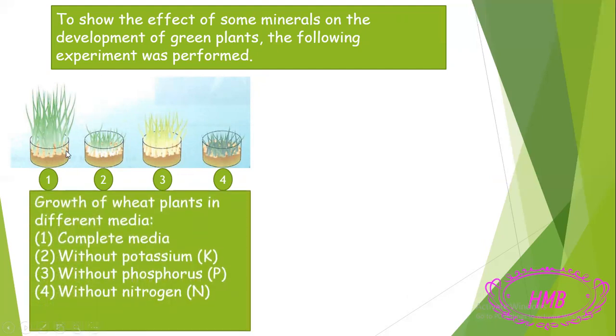In this experiment we prepared 4 containers. Of course, in the 4 containers each one is different from the other. Let's see how. Growth of wheat plants in different media. Different media means these containers contain different ingredients. In one I have a complete medium, meaning I have all the needs for the plant. In medium 2, without potassium, I have all the needs except for the potassium. It's not found, it's absent. In number 3 all the needs are available except for the phosphorus, which is a mineral salt, and it was absent. In 4, without nitrogen, all the mineral salts were available except for the nitrogen, it was absent. Okay, so this is the experiment.